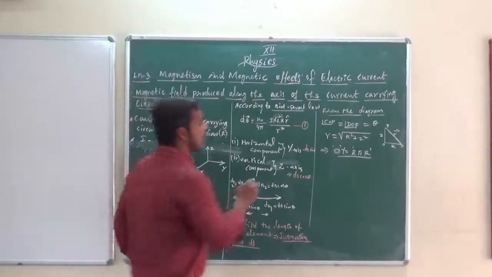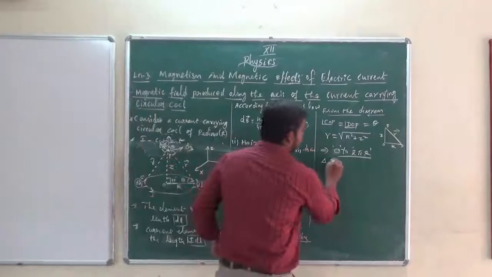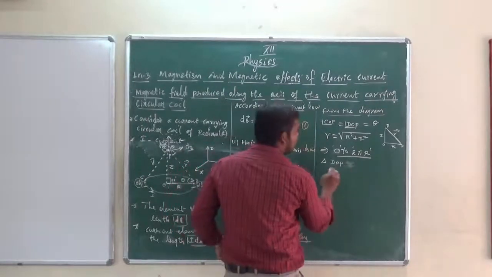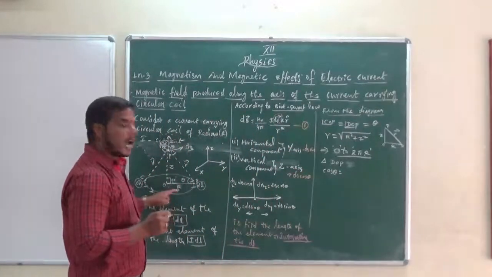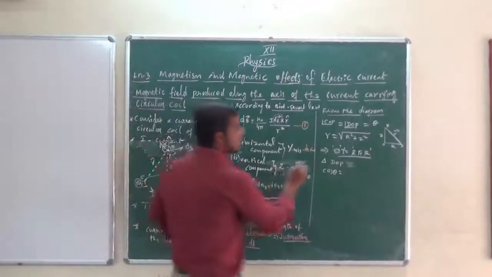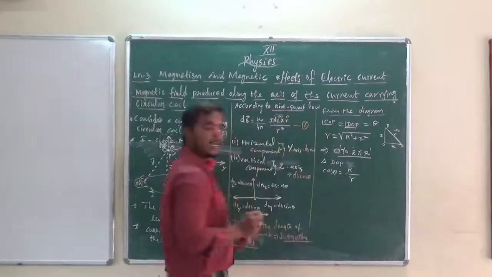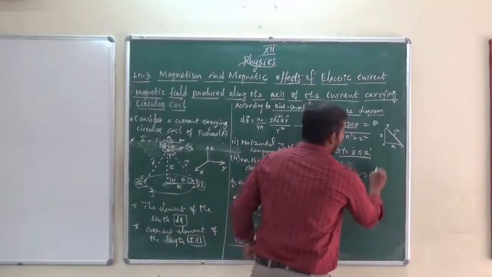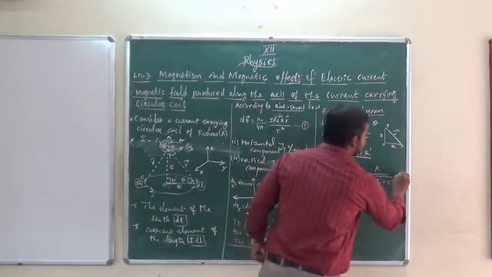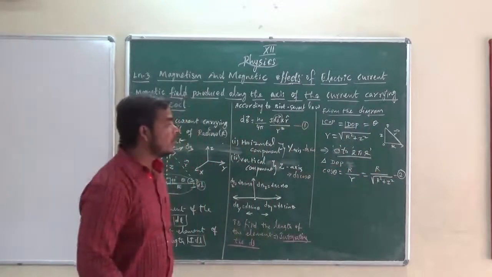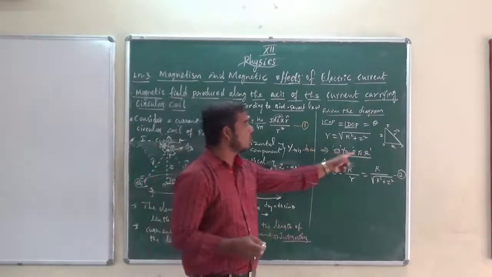Next, from the diagram, using the triangle DOP, I want to find the cos theta. So cos theta in the trigonometric ratio, what is that? Adjacent by hypotenuse, isn't it? So what is the adjacent here? R is the adjacent. What is the hypotenuse? r. Here r we already derived. So cos theta is R divided by root of R square plus Z square. Consider this is equation number 2. Already we have dl, integrated from 0 to 2 pi R.